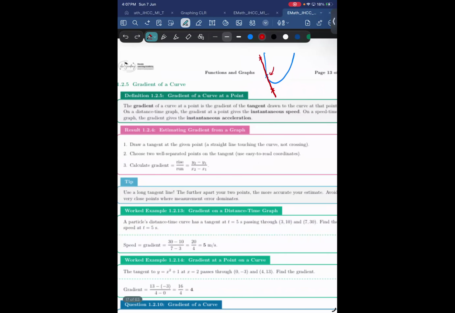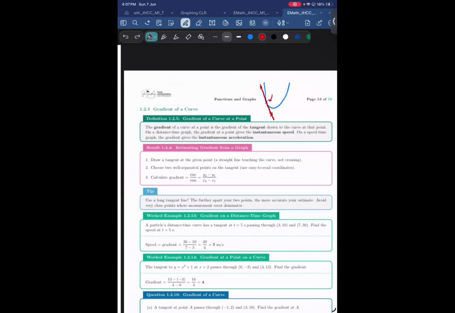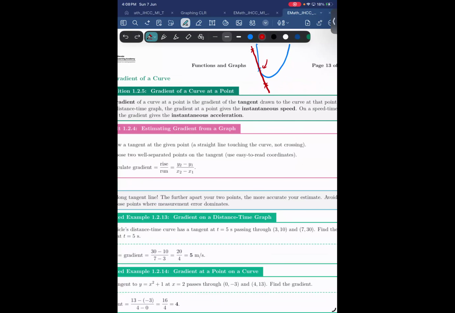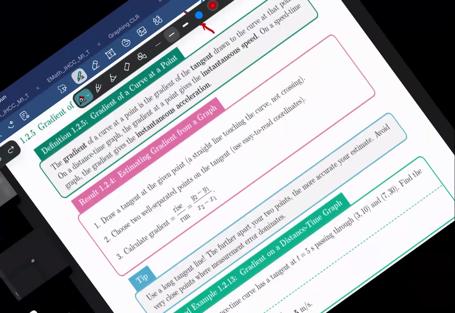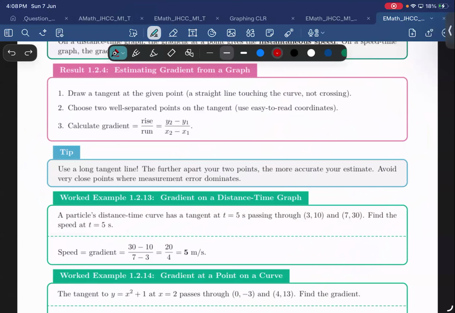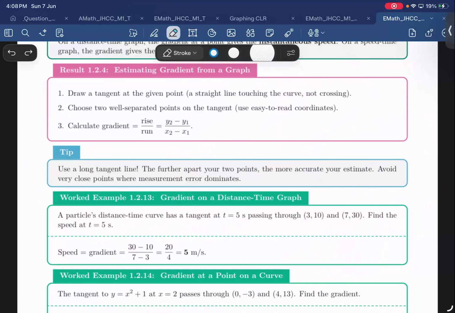So this question: a particle's distance-time curve has a tangent at t equals 5, passing through (3, 10) and (7, 30). Find the speed at t equals 5. Just notice that the gradient for a distance-time graph is speed. So essentially you want to find the gradient at t equals 5. You just find the gradient using these 2 points, which is 5 meters per second in speed. This is more of a physics-context question.